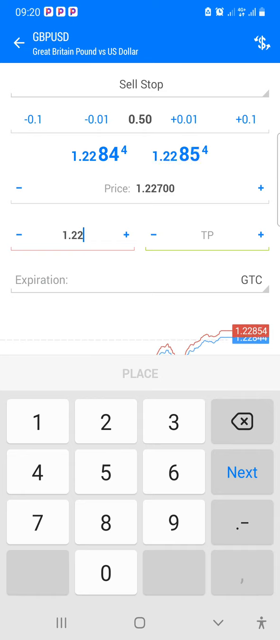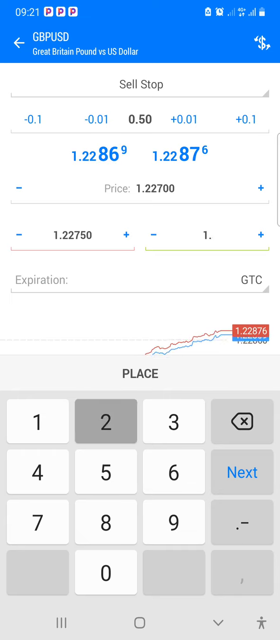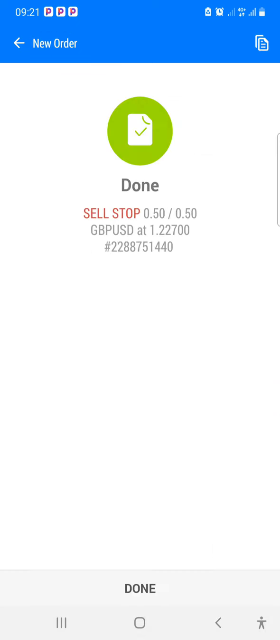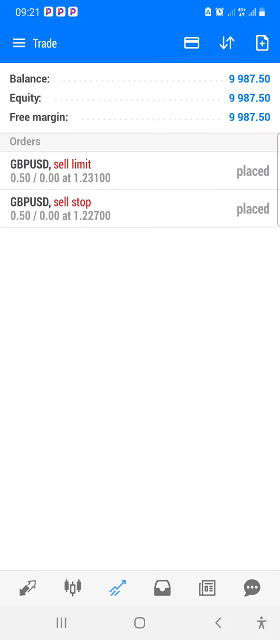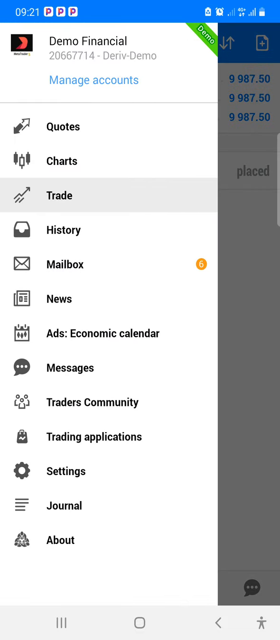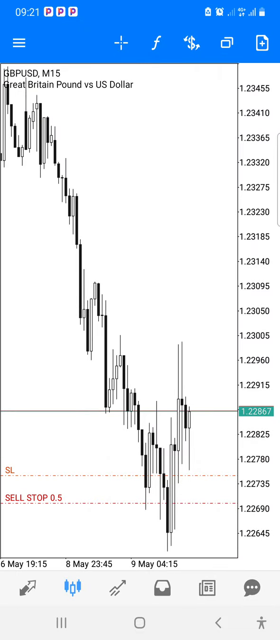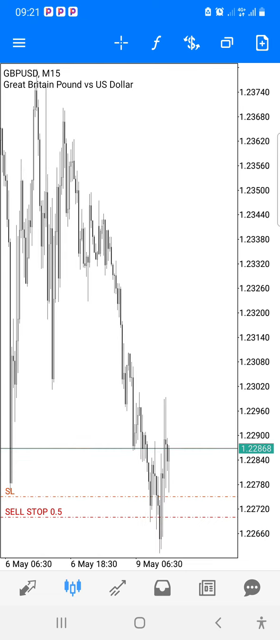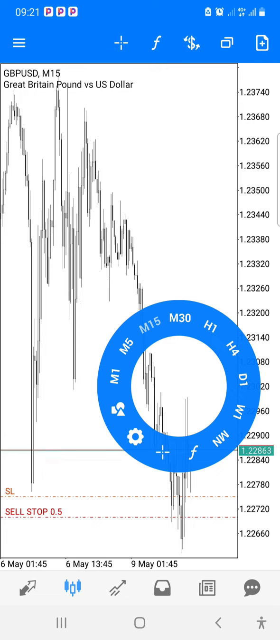So SL will now be maybe 1.2275, and TP, of course, I want price to go below, so that's where my TP should be. Maybe 1.2220, which is 50 pips. So you can see now. Let me delete this sell limit order. So you can see now, the sell stop is a price below the current market price.